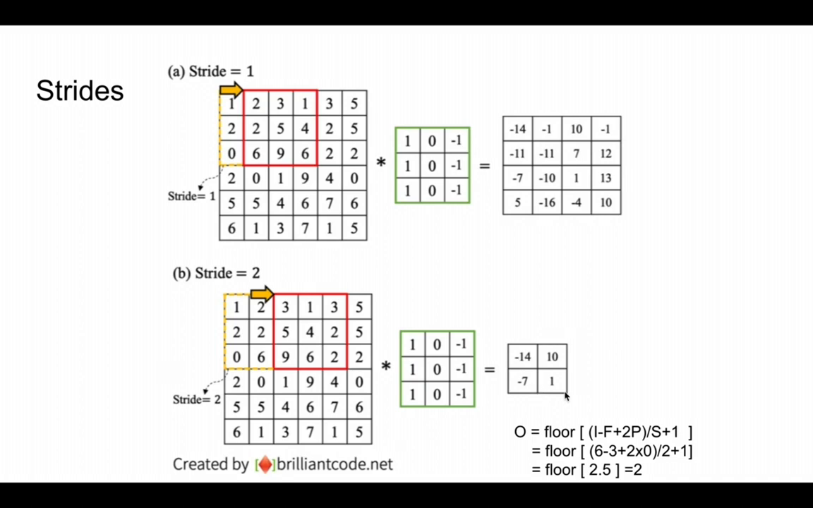If we apply the formula, the output size is the floor of I minus f plus 2p, divided by s, plus 1. I is 6 in this case. Filter size is 3, and we are padding this with 0. Therefore, we get the floor of 2.5. We'll drop the decimal point, and the answer is 2, which is consistent with our operation.